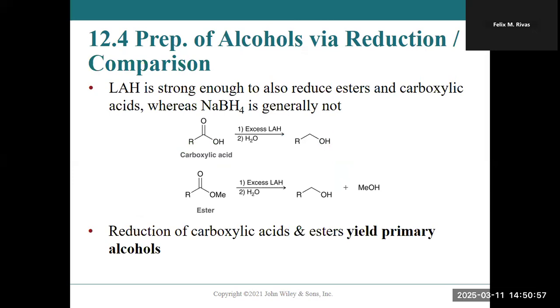Going back to lithium aluminum hydride and why it's different from sodium borohydride: lithium aluminum hydride is much stronger, and because of that, you can reduce carboxylic acids and esters. You need an excess of it in order for it to work. So you treat it with a bunch of lithium aluminum hydride to reduce anything that's there to give the corresponding alcohol.